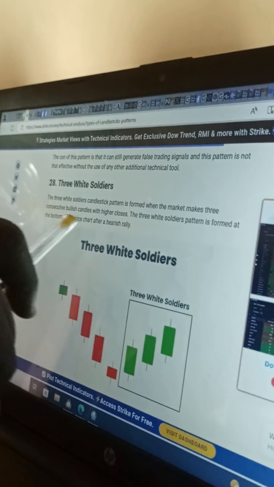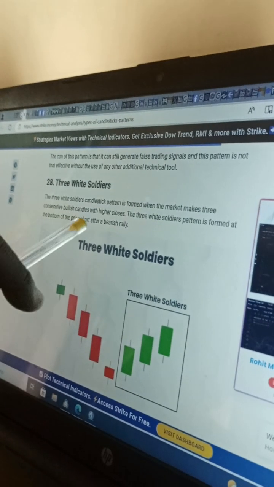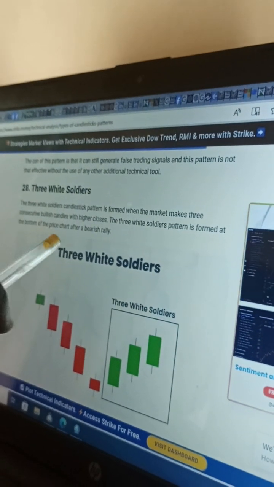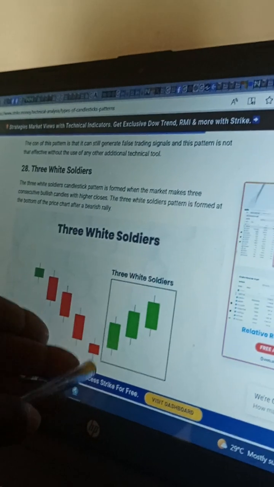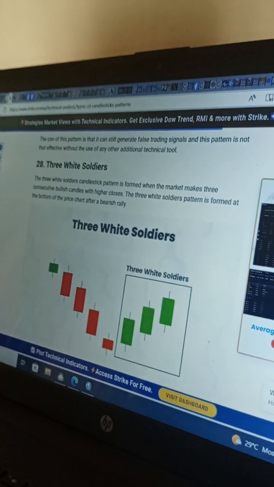The three white soldiers candlestick pattern is formed when the market makes three consecutive bullish candles with higher closes. It is formed at the bottom of the price chart after a bearish rally. At the end of the bearish movement, you see one candlestick, a small candlestick, and another one. These are three white soldiers. That should tell you that it is moving up.